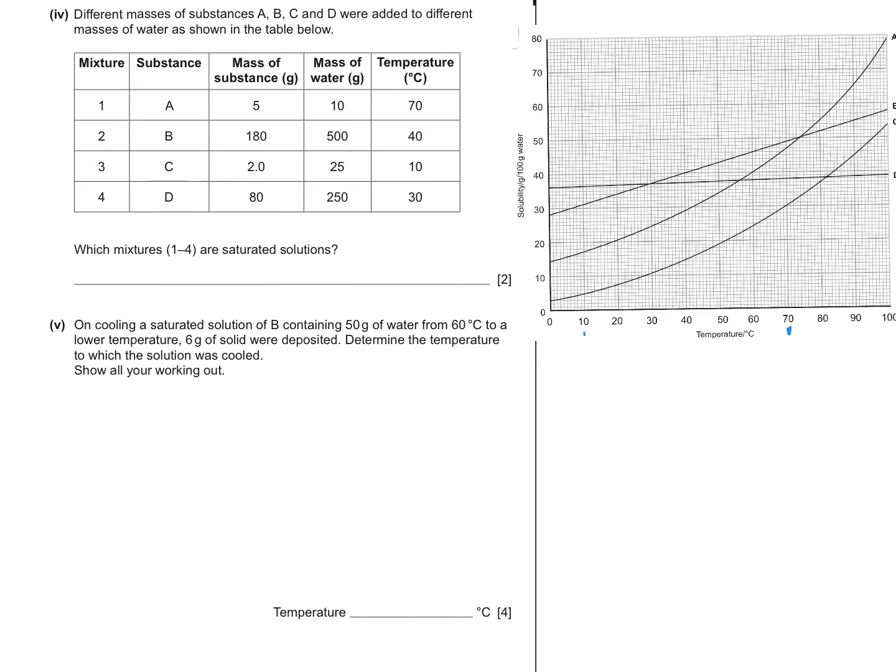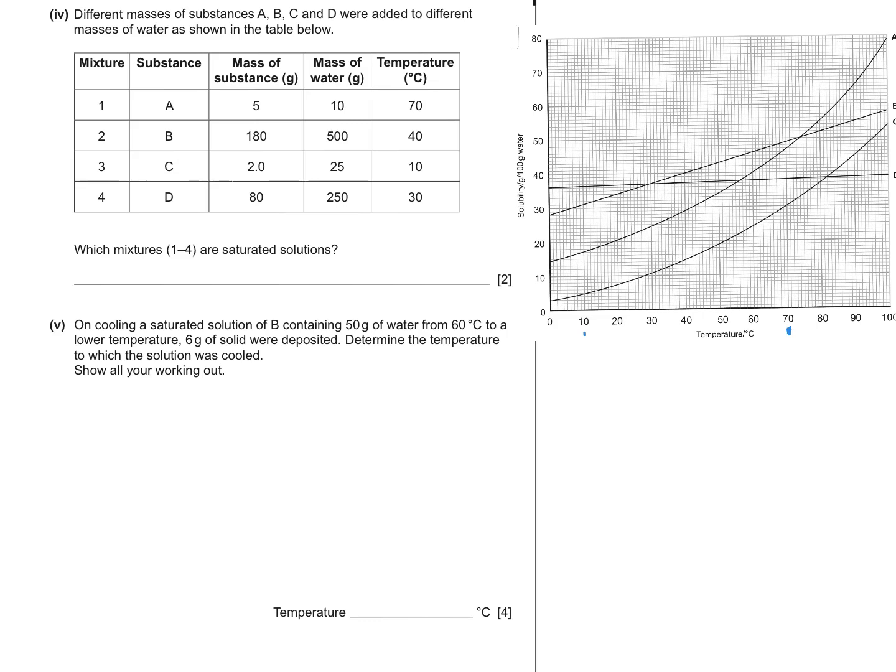Okay, for this question, again you see that the mass of the water is not 100. So what you've got to do is convert each of these so that it is 100 grams of water. And then you've got to change the mass of substance as well. And then you can use the graph that's on the right hand side.